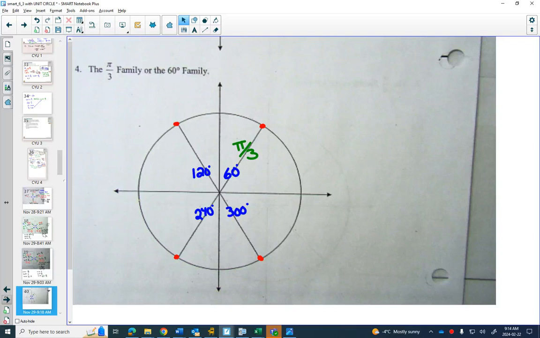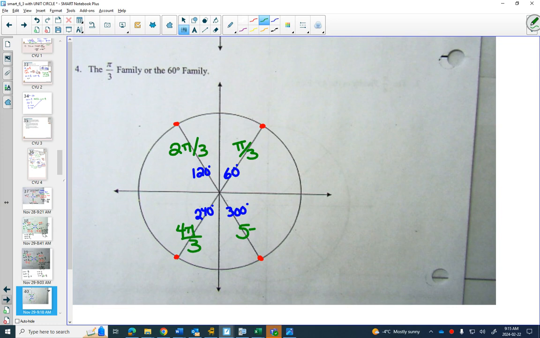Okay, how did you do? Did you get 2 pi over 3? 4 pi over 3? And 5 pi over 3? Then from our special triangle, we see that cos of 60 degrees is 1/2, and sine of 60 degrees is root 3 over 2. So finish the rest of your coordinates.